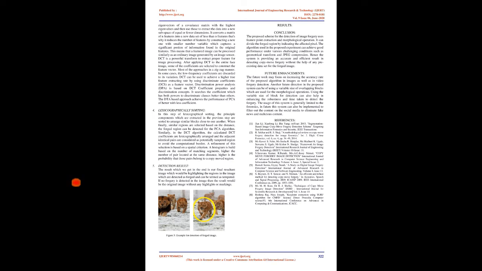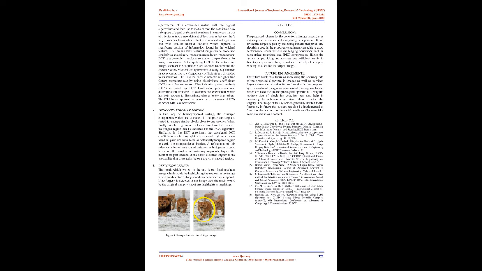Similarly, in the DCT algorithm, the calculated DCT coefficients are lexicographically arranged and the adjacent identical pairs are considered as potentially tampered regions to avoid the computational burden. A refinement of this selection is based on a spatial criterion. A histogram is built based on the number of matching segments. The higher the number of pairs located at the same distance, the higher the probability that those pairs belong to a copy moved region.